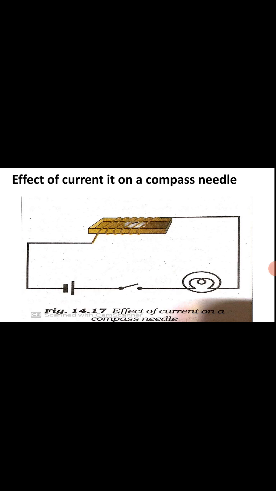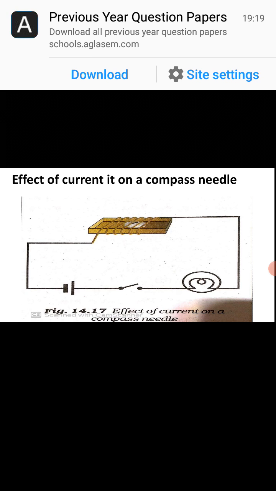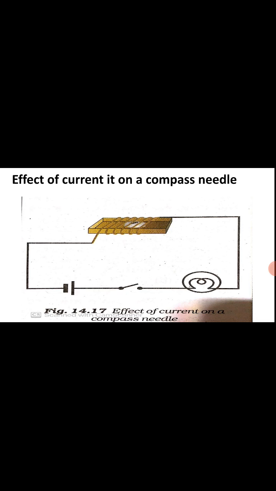We will watch the compass needle carefully and switch on the circuit. When we switch it on, what will start? Current will start flowing in it. Then we will observe the needle, and again we will switch off so that the current stops passing, and then again we will see the position of the compass needle.